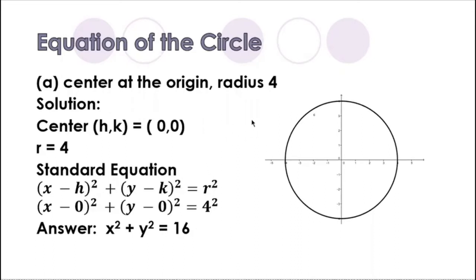So, pag nilocate naman natin sa Cartesian plane, ito yung magiging kanyang graph. So, ang center natin ay origin at ito yung set of points that form a circle. At ang radius niya ay 4 units. 1, 2, 3, 4. And that's it.